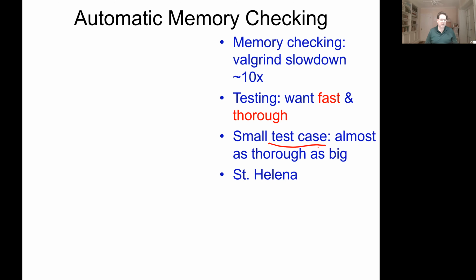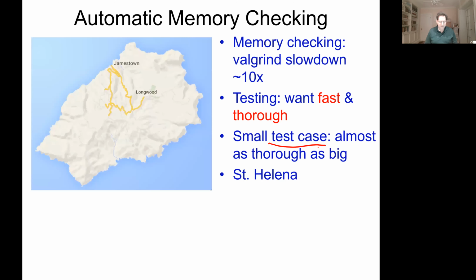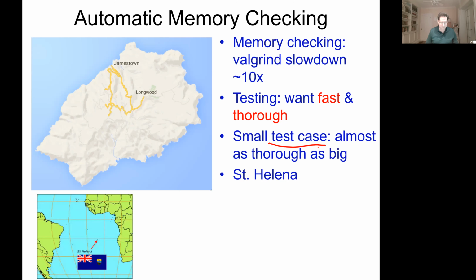So one of the cities we give you is called St. Helena. St. Helena, this is what Google Maps shows for its road system. Not a lot of roads. Okay, so where is St. Helena? St. Helena is one of the most isolated places on Earth. It's in the middle of the South Atlantic, so that's St. Helena there.